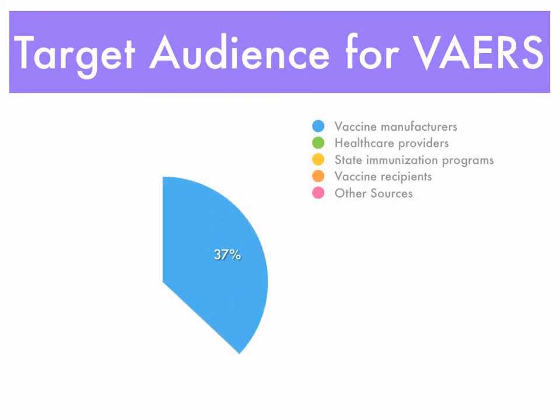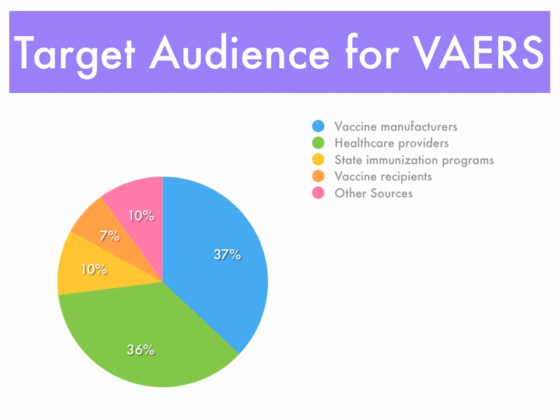First of all, about 37% of reports come from vaccine manufacturers, 36% from healthcare providers, another 10% from state immunization programs, 7% from vaccine recipients, or if it's a child, it might be their parent sending in the information, and then 10% is from other sources.